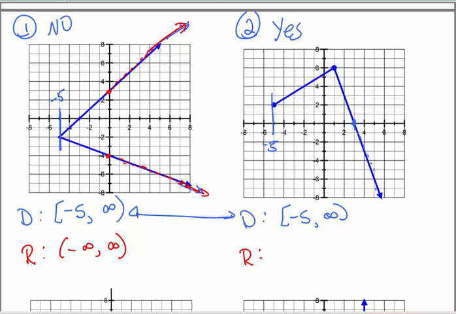Range, bottom to top. How low does it go? Well, I think it goes as low as it can go, from negative infinity. And how tall? Up there, that's the highest point. You want to look at the y value, which is at +6.